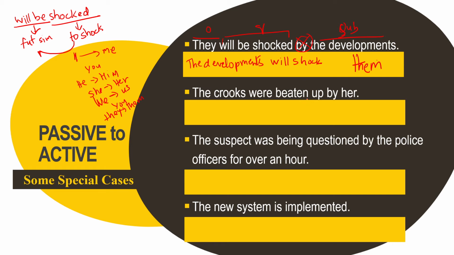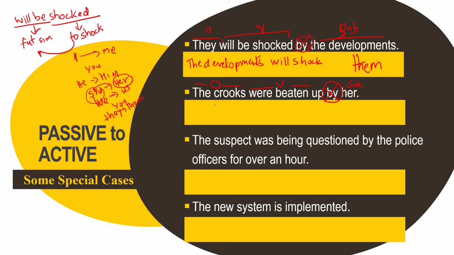The crooks were beaten up by her. By tells you it's the passive voice. Were beaten up is the verb. The crooks are receiving the beating, so that's the object. Who is beating? She. So that's the subject. Okay, now you switch, take the subject to the start. Again, it's the same special case, only this time it's the other way around. You're taking what has come after the verb, you're taking it before the verb. So her has to become she.